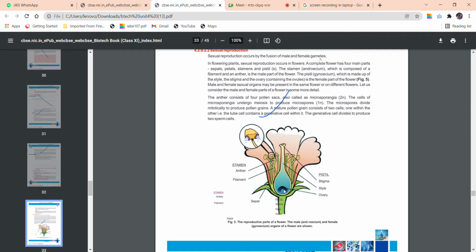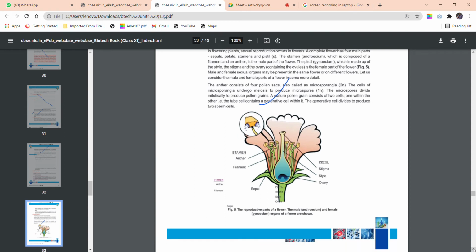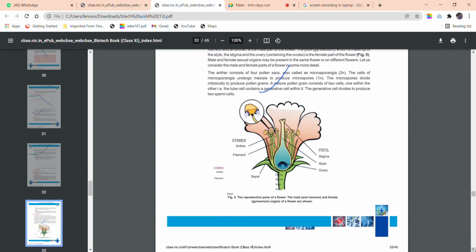Okay, so all of you try to understand the different body parts of the flower. You know, generally the female part is present at the center of the flower. And the male part is generally present around the female part.